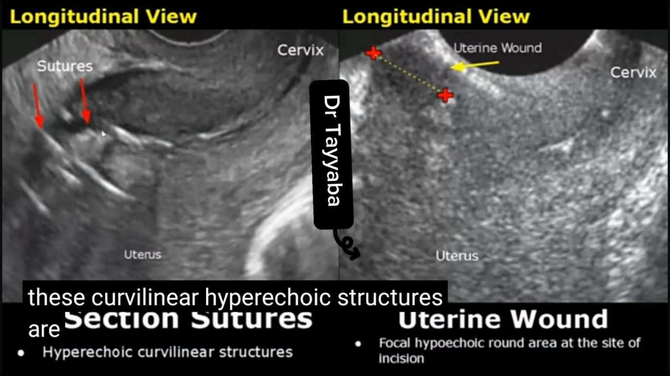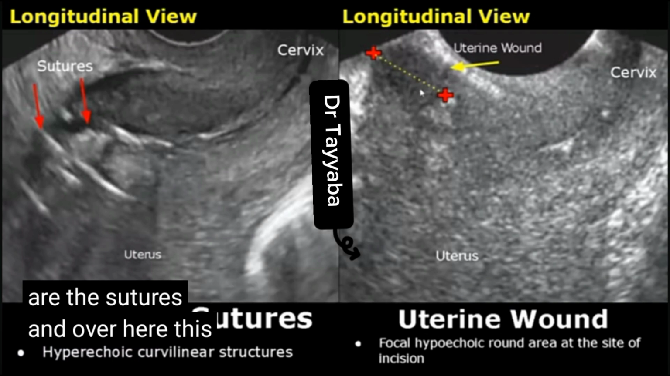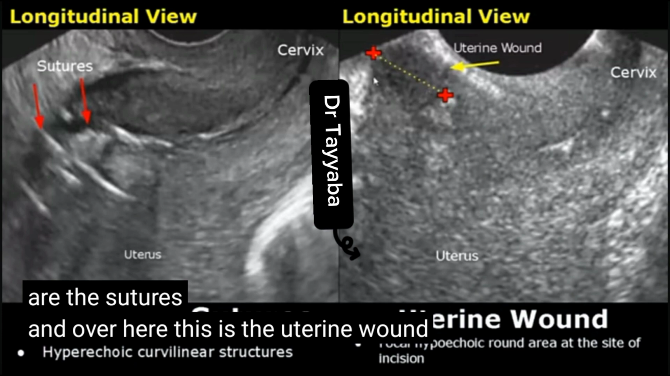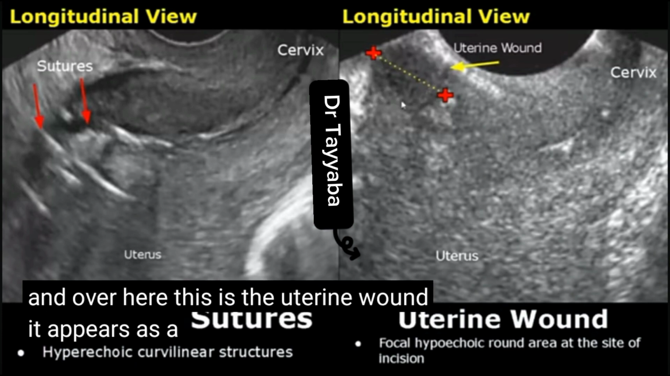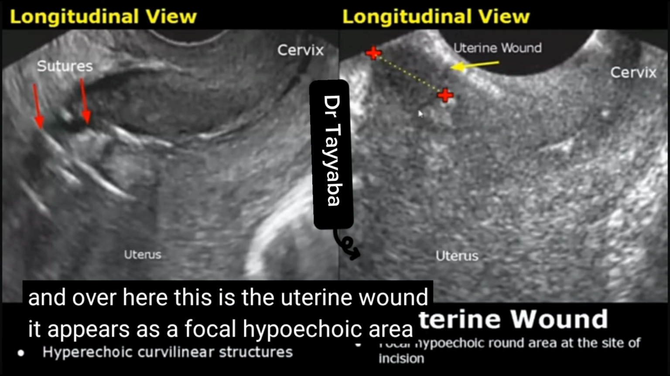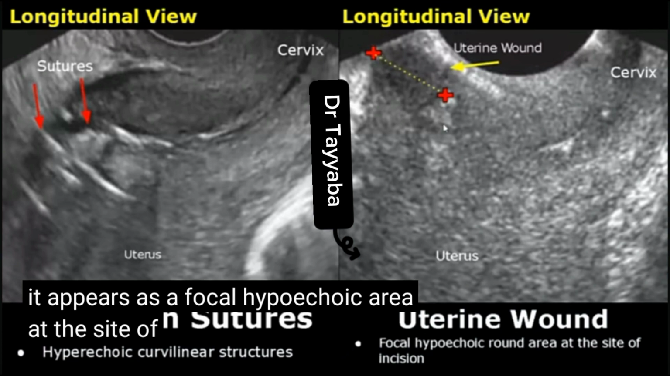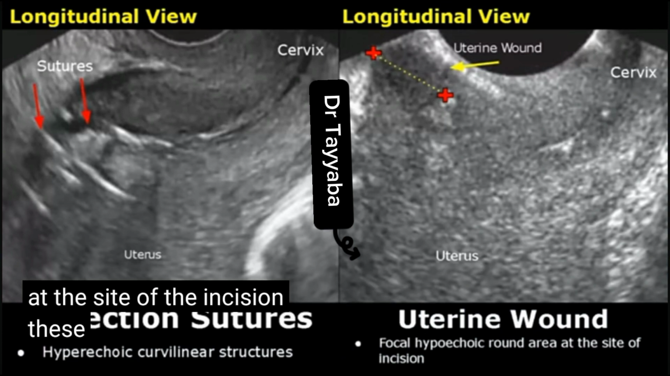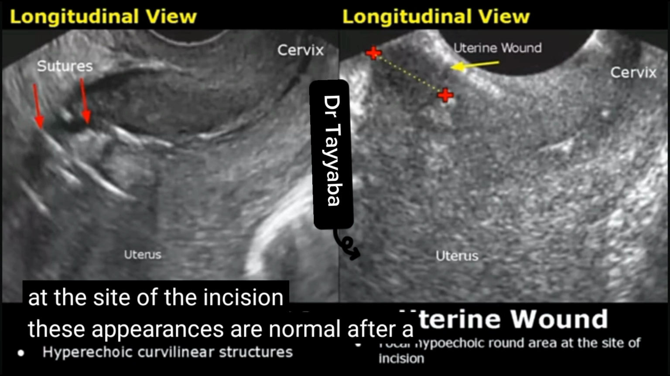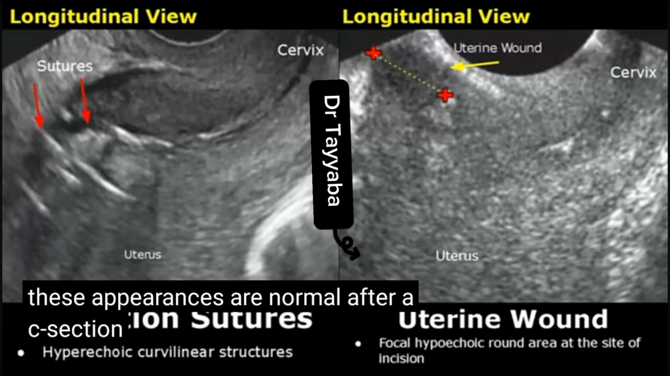These curvilinear hyperechoic structures are the sutures. And over here, this is the uterine wound. It appears as a focal hypoechoic area at the site of incision. These appearances are normal after a C-section.